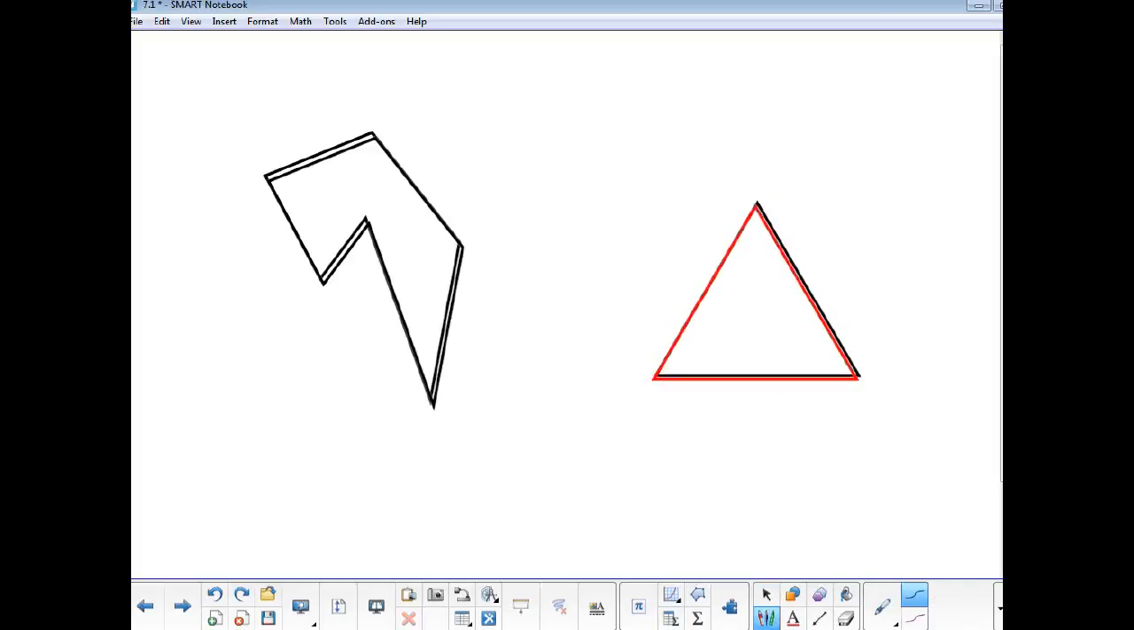How many lines of symmetry does this equilateral triangle have? Well, we can go from each vertex through to the midpoint of the opposite side. That's one line of symmetry. Here's another line of symmetry. And there's a third line of symmetry. So an equilateral triangle has 3 lines of symmetry, as well as rotational symmetry of order 3.